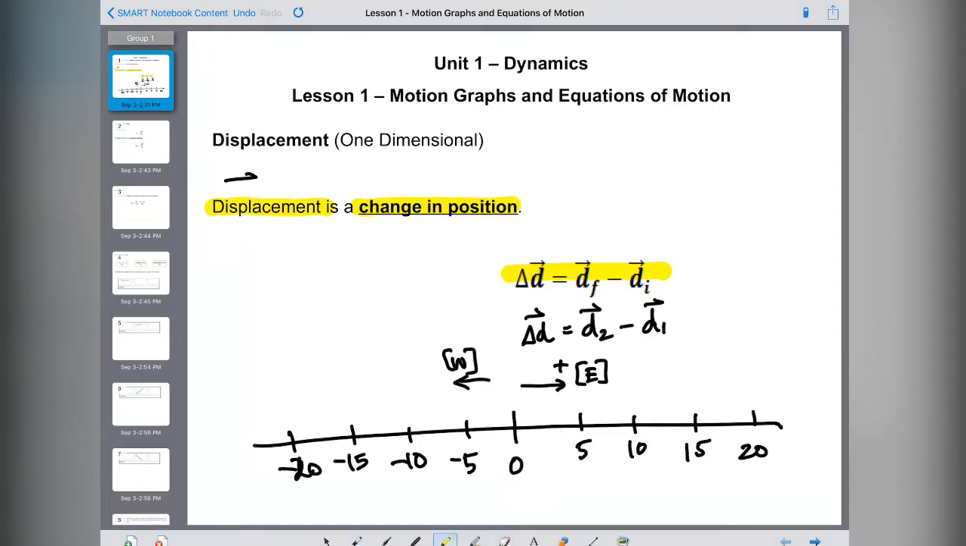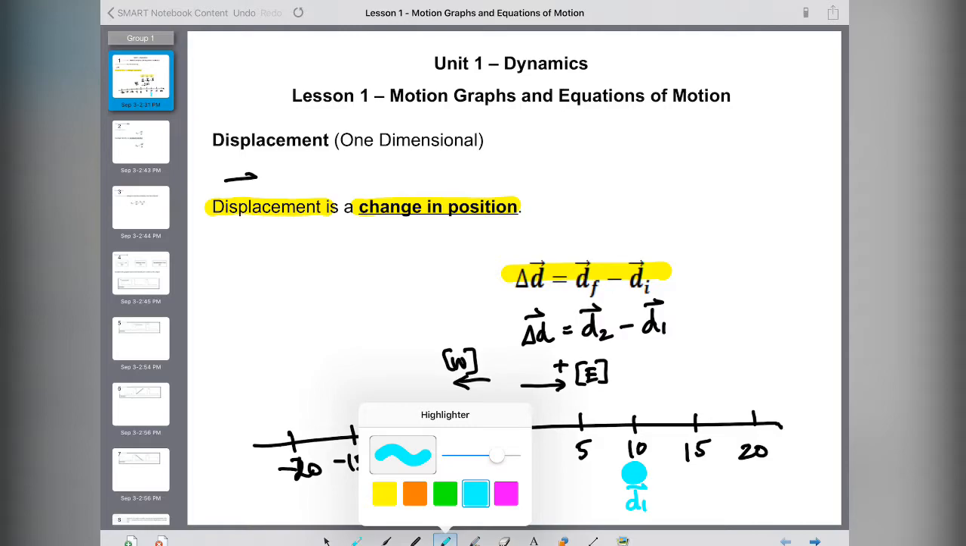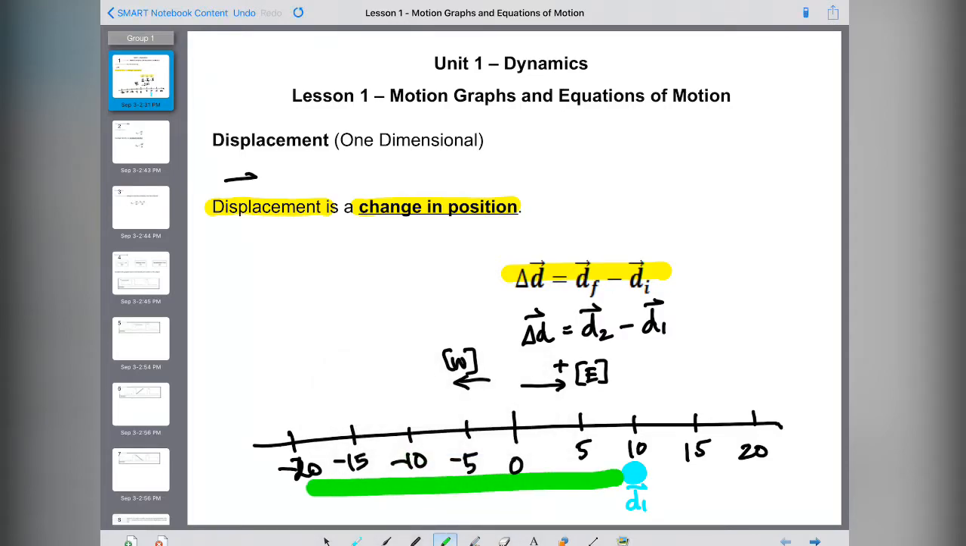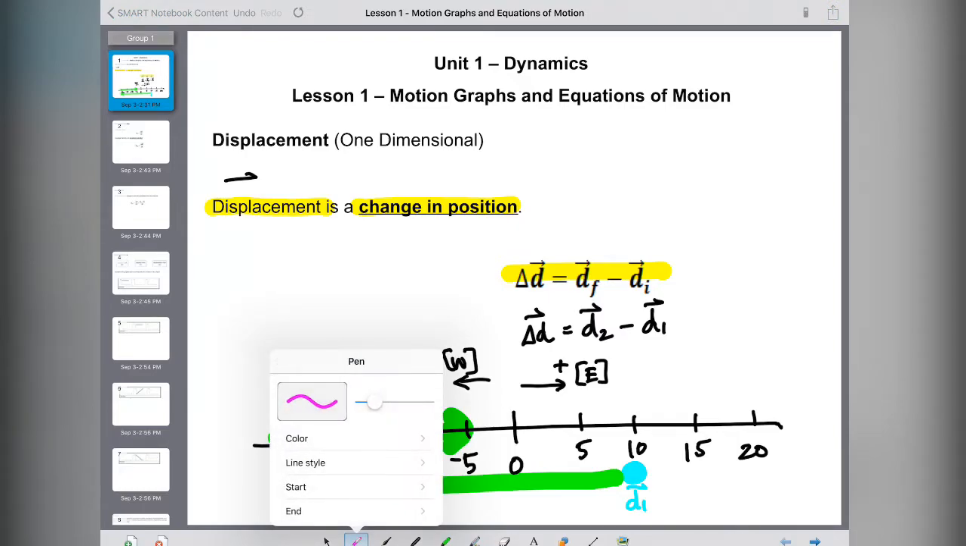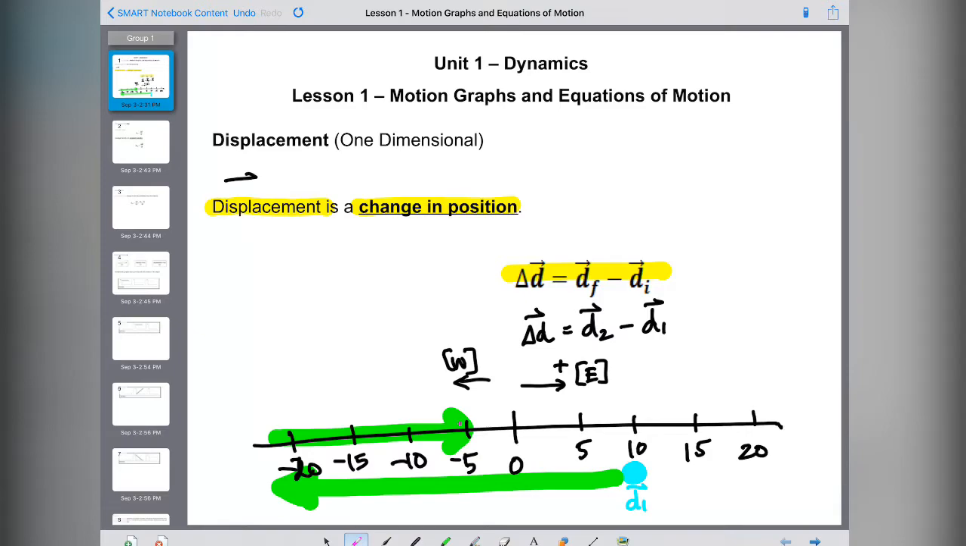Okay, so if I tell you something has started off right here, if this is the beginning, the starting point, call this d1. If an object is at a starting point at 10, and then I'm telling you that this object has traveled, say, all the way to negative 20, and then come back to, say, negative 5. Okay? We actually don't really care about anything that is in between. All we really care about is the starting point and the ending point. We only care about d1 and this point called d2, which is the final position.